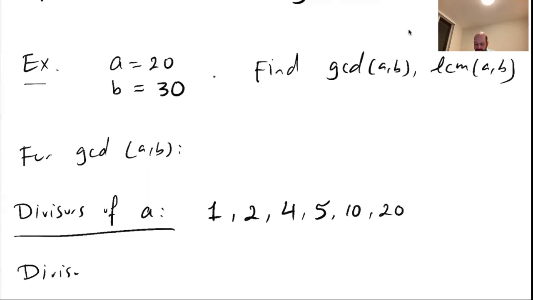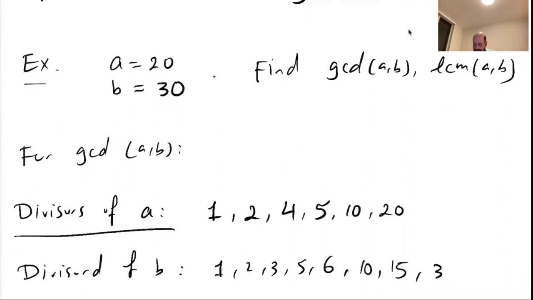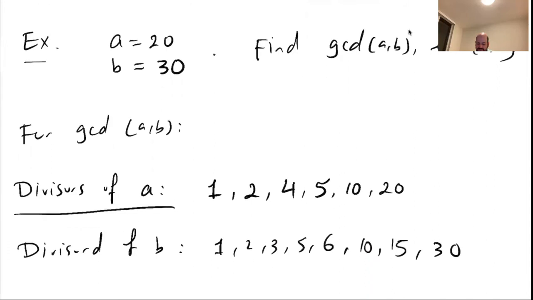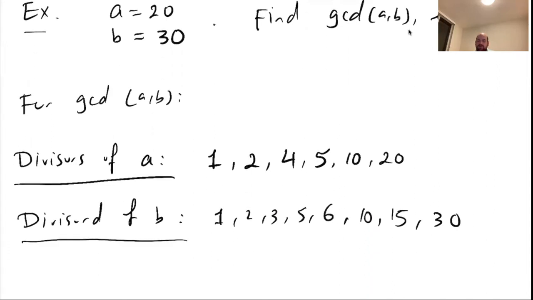Divisors of B, which is 30, are 1, 2, 3, 5, 6, 10, and 15, and 30. So these are the divisors of A and B. Now we are looking for greatest common divisor. So first look at the common divisors. What are the common divisors?